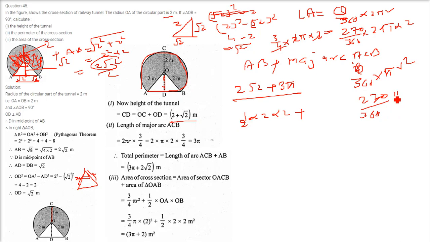270 by 360 into pi r square. The 270 by 360 is 3 by 4 into pi, you can use pi directly. And r square, radius is 2, so 2 square is 4. So what do you get? You get 2 plus 3 pi. 2 from here, 3 pi from here. This is the answer.